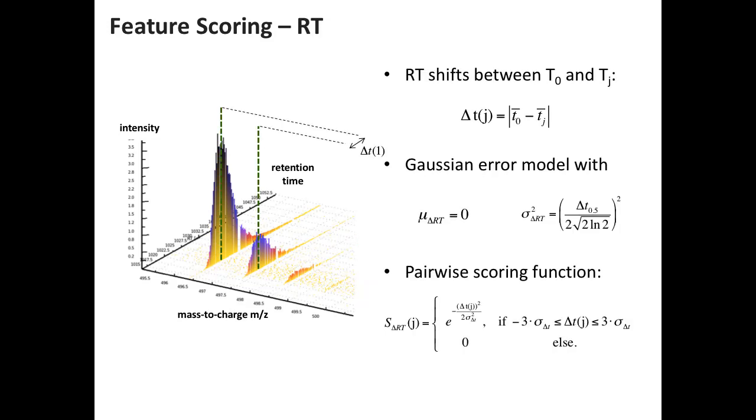The retention time scoring is actually very similar. We basically look at the shift between these mass traces, and we use again a Gaussian error model that tells us how likely it is that they actually co-elute based on what we've seen. Note that we are not using a peak model there. So we are making no assumption about the shape of the elution profile at this point.